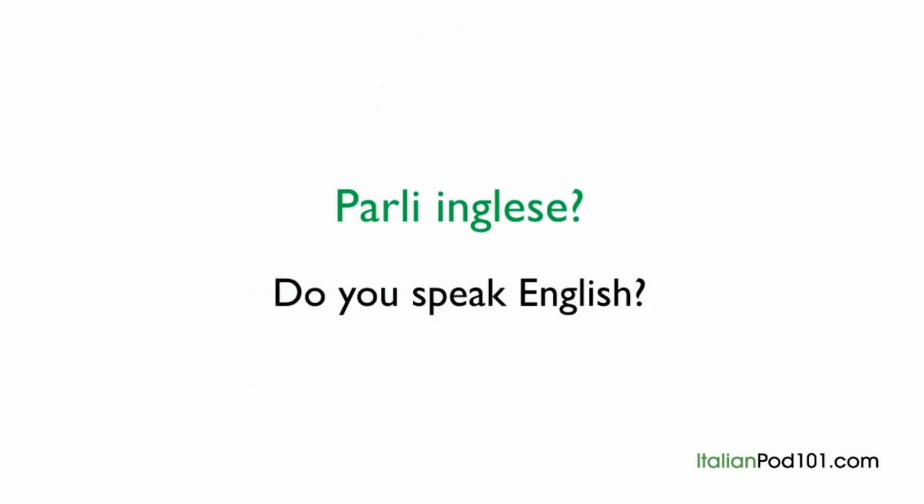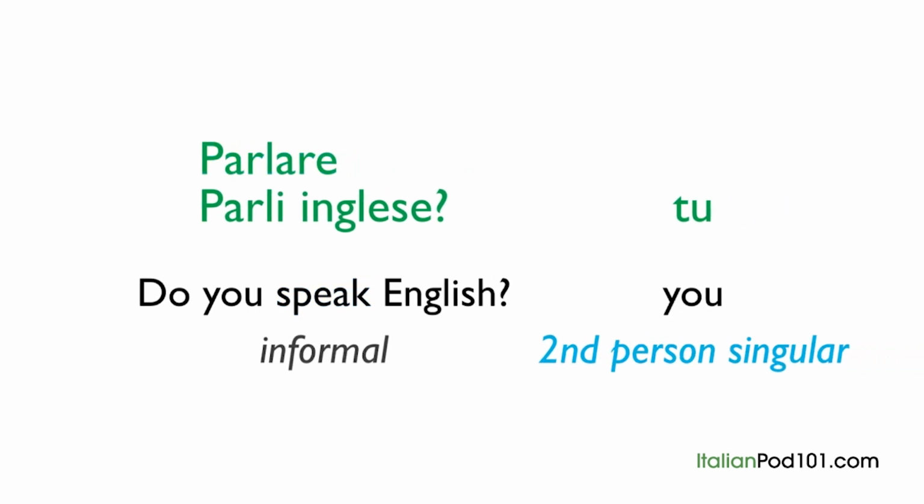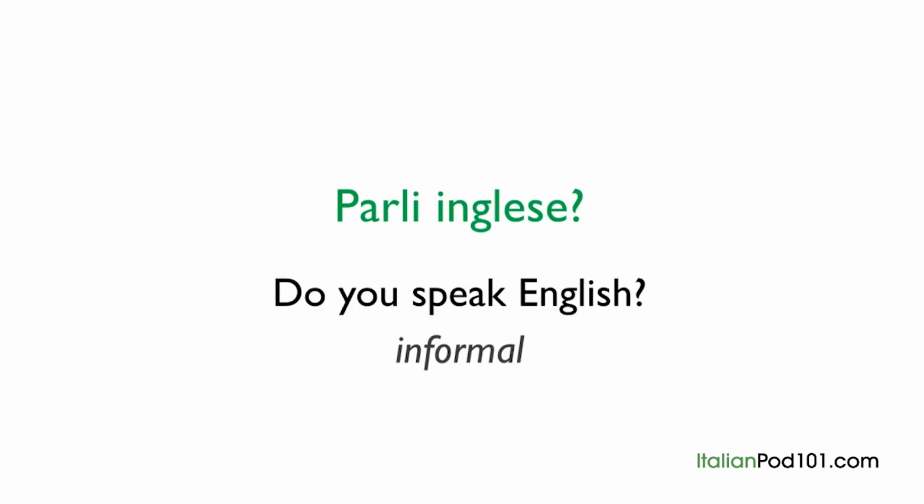So, let's start! Now, here's the informal way to say it. Parli inglese? In this sentence, the verb parlare, to speak, is inflected in the second singular person tu. You can easily recognize it from the ending part of the verb parli. To learn how to properly conjugate are verbs like parlare at the present indicative, please look at our Absolute Beginner series. You can find very detailed grammar lessons if you check out ItalianPod101.com. But now, let's go back to parli inglese.